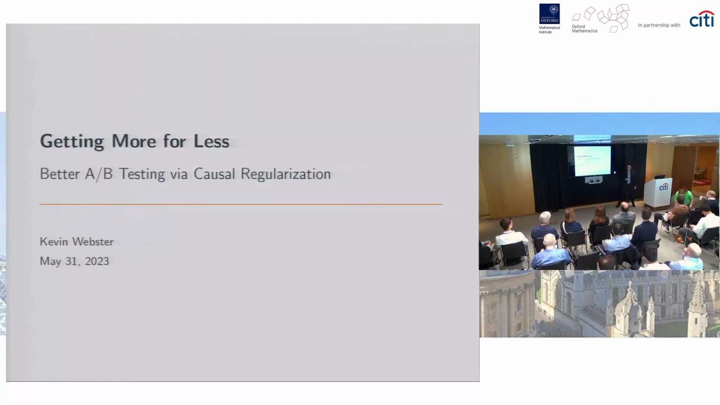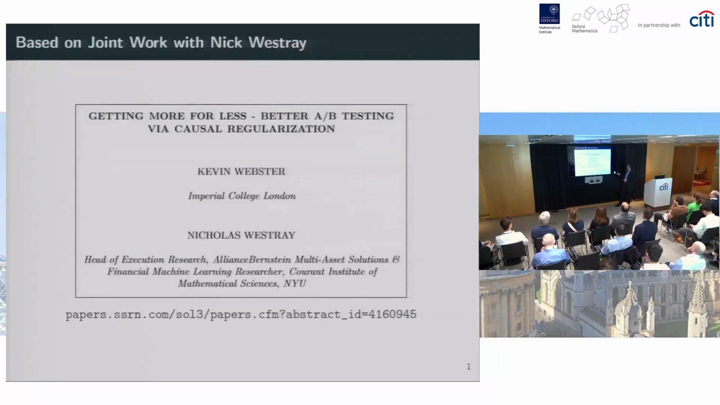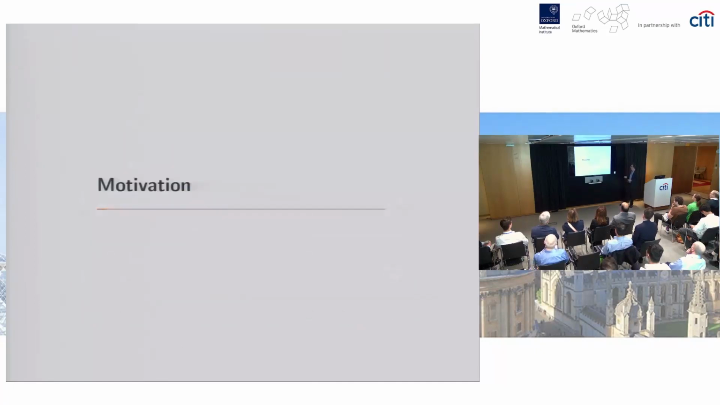Thank you, Blanca. Thank you, Rama, for the kind invitation, and thank you for hosting me. This is a talk about separating alpha from price impact in trading using randomized trading experiments. We called it cheekily Getting More for Less, because a key point of the talk is that randomized trading experiments are costly. They tend to be small, and so we'd like to get as much mileage out of them as possible. This is based on joint work with my co-author, Nick Westre, who works at AllianceBernstein and is also associated with NYU. You can find the paper on SSRN.